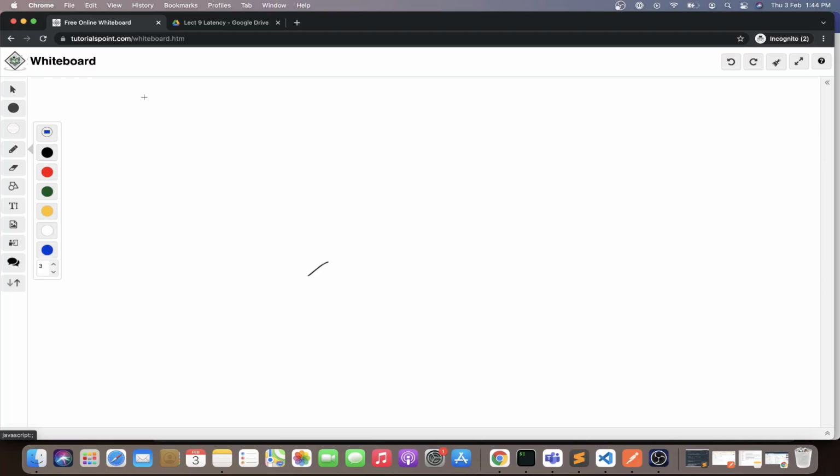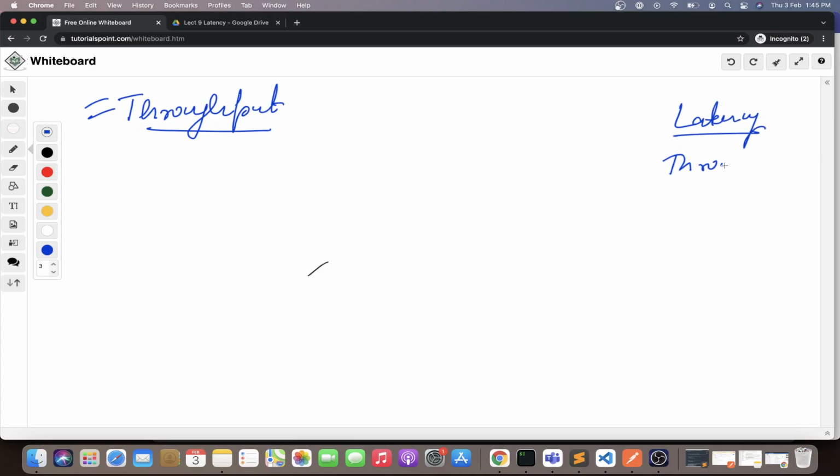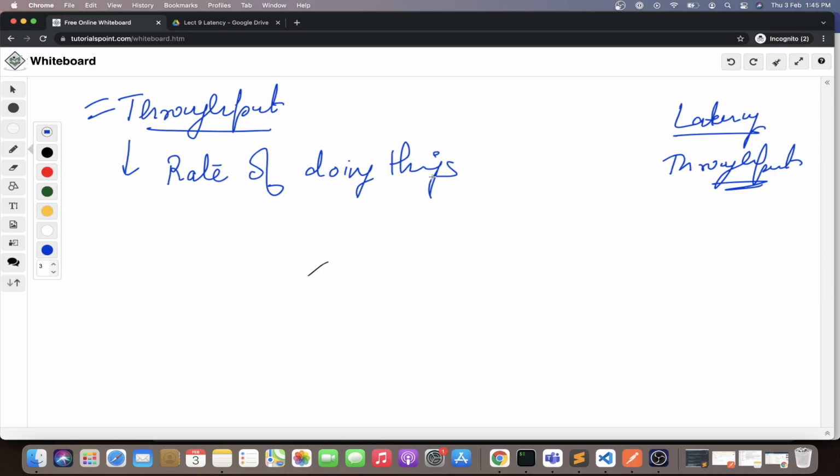So hey guys, in this lecture we are going to talk about throughput. So basically we talked about latency. So the second thing in the queue is throughput. The second application characteristic is throughput. Throughput is defined, in the layman's definition, as the rate of doing things.